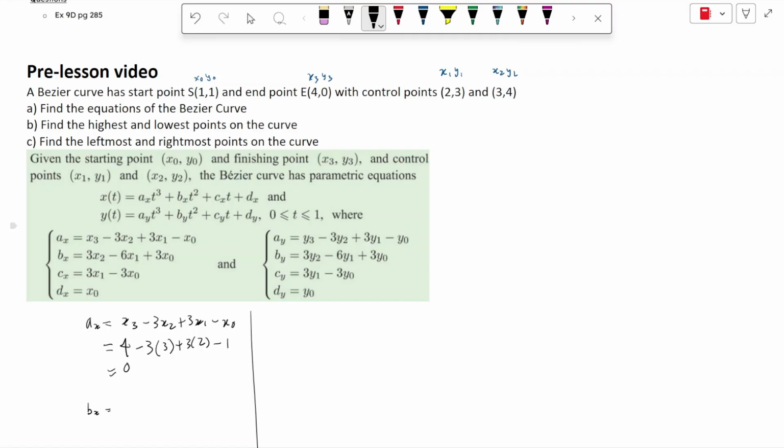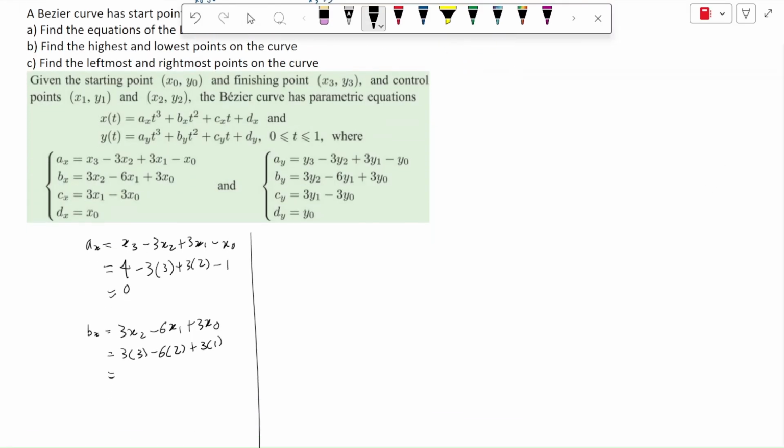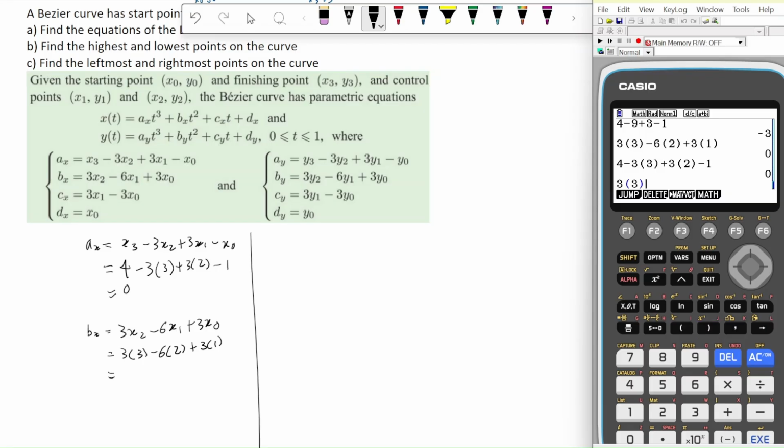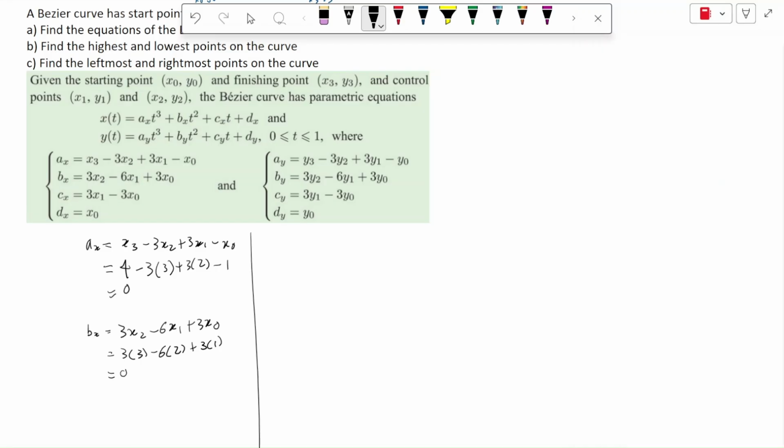bx here, so that would be 3x2 take 6x1 plus 3x0. And just like we did before, we're going to get all of our numbers from these 4 points up here. So that's going to be 3 lots of, now x2 is 3, 6 lots of x1, so x1 was 2, and 3 lots of x0, so 3 lots of 1. And we'll see what we get there. So that's 3 lots of 3, take 6 lots of 2, plus 3 lots of 1. And you get 0 again. Again, this is just a coincidence, doesn't always happen like this.